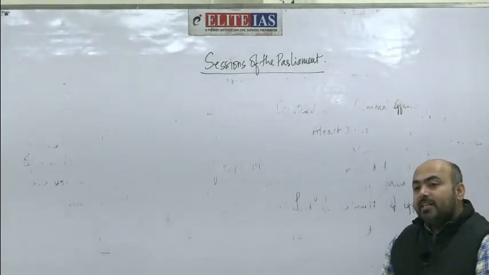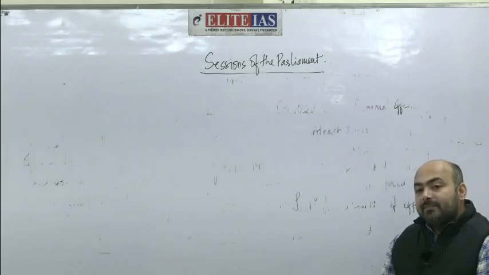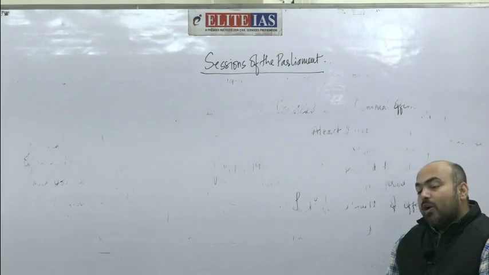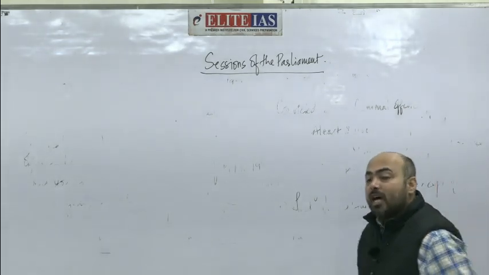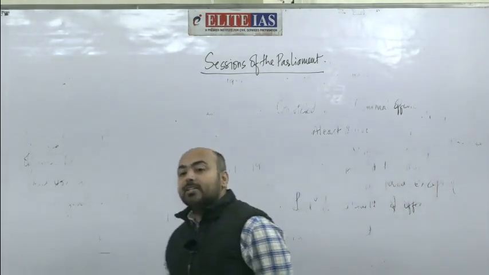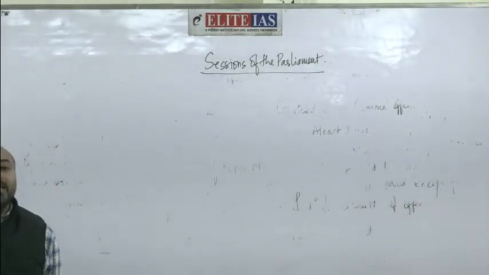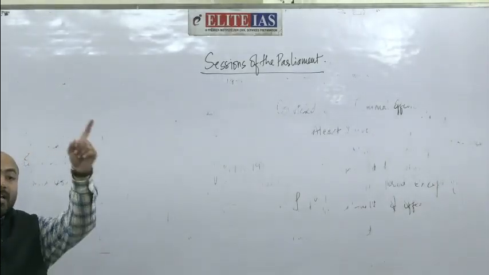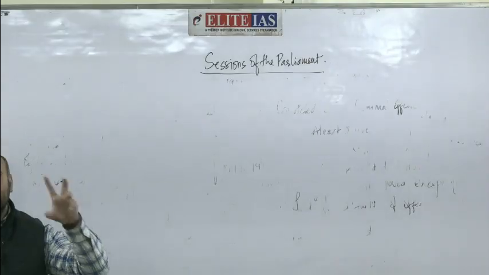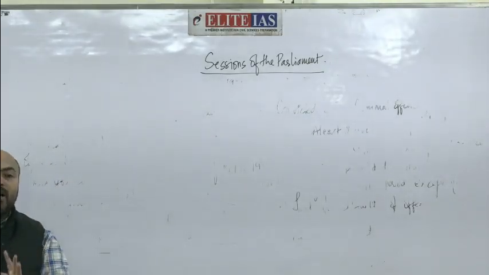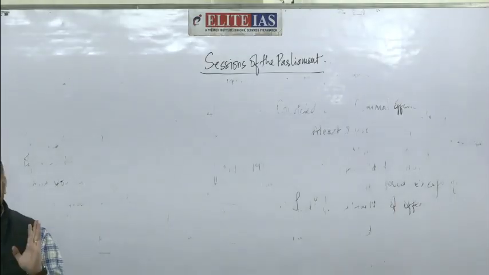In brackets write except Article 3. So an ordinary bill that is introduced under Article 3. What was Article 3? Change in area, boundaries, name of a state. That requires the prior recommendation of the president. Otherwise, ordinary bills do not require the prior recommendation of the president. Clear?